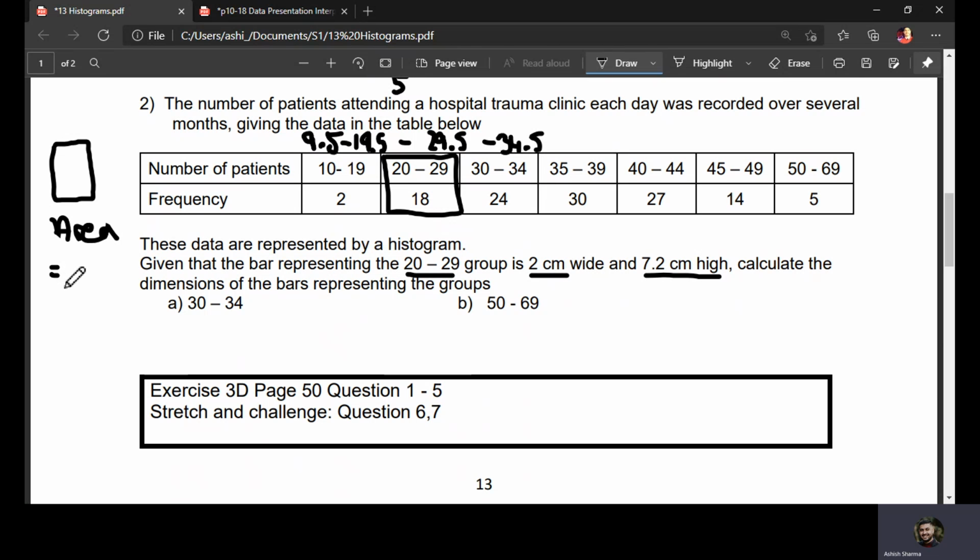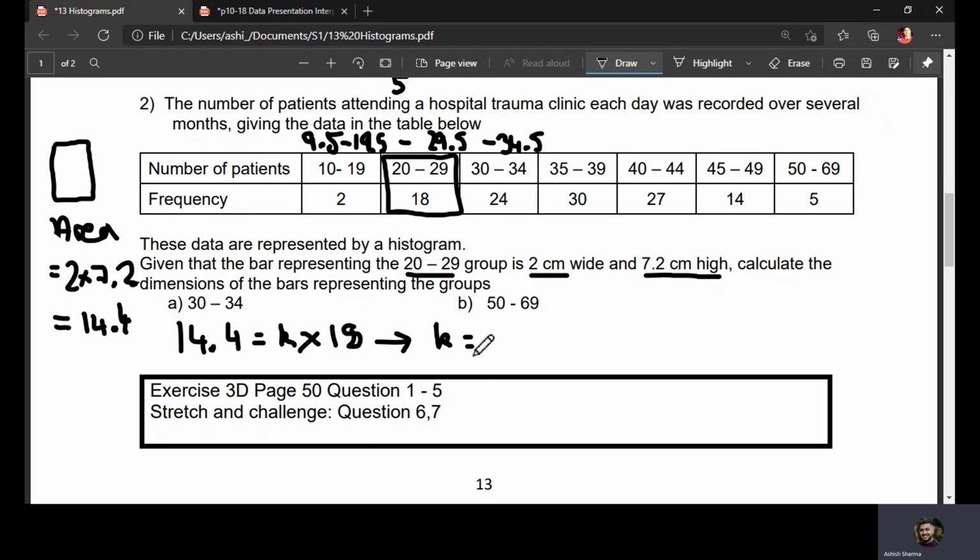Now, the area of this bar in real centimeters would be 2 times 7.2. If you think about that, or you just use a calculator, you get an area of 14.4. Now, again, you're told that the area is equal to K times F, and you know the frequency in that bar is 18. So if you solve to get the value of K, that'll be very helpful for us going ahead. Okay, so we're going to get a value of K to be 0.8.